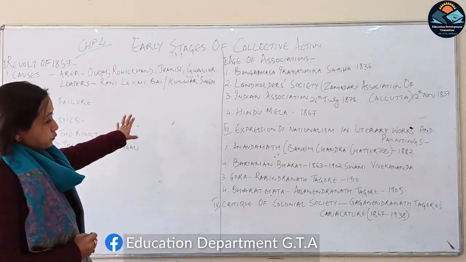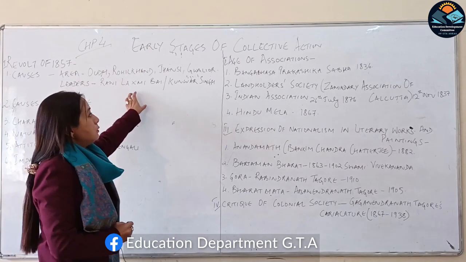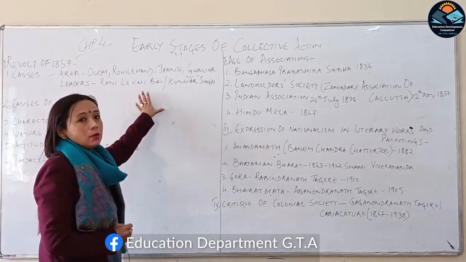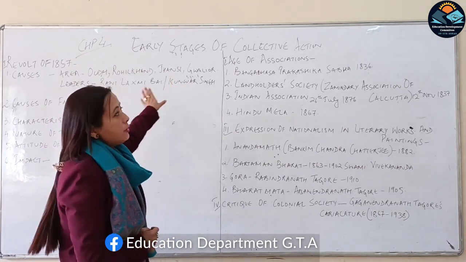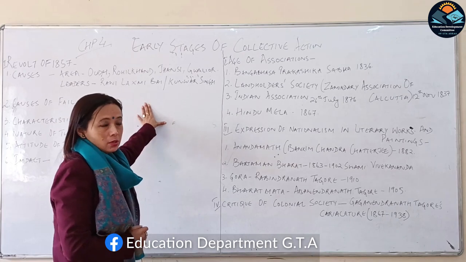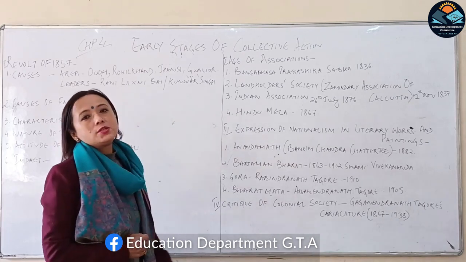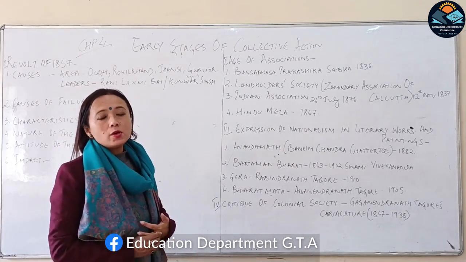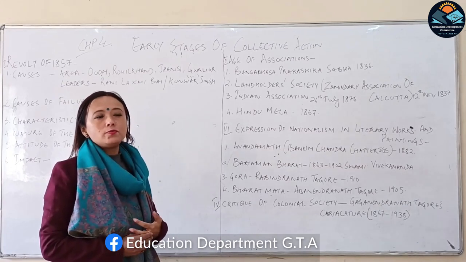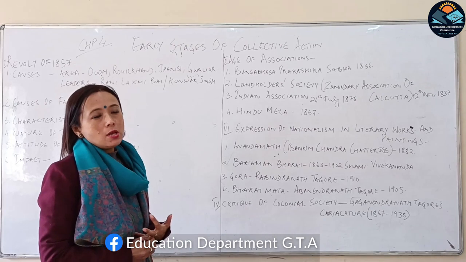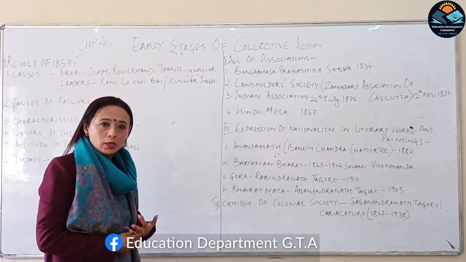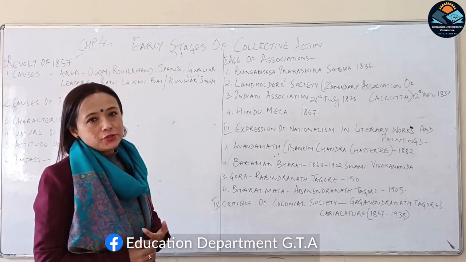But now, how did it start? The revolt of 1857 is also called the Sepoy Mutiny. Why is it called the Sepoy Mutiny? Because it started from the sepoys. It was the sepoys who began the mutiny. Now, you must have heard about Mangal Pandey. He was a sepoy in the Bengal regiment.